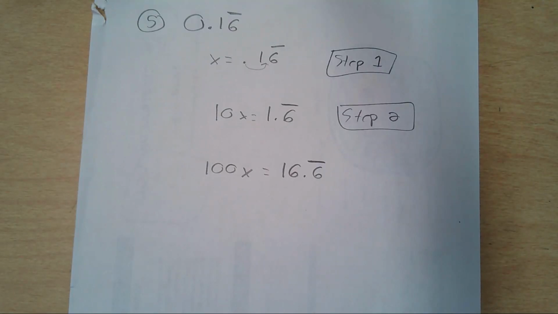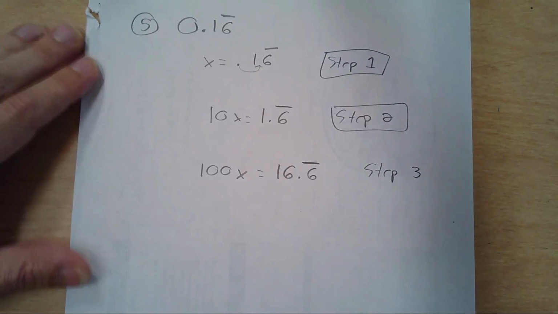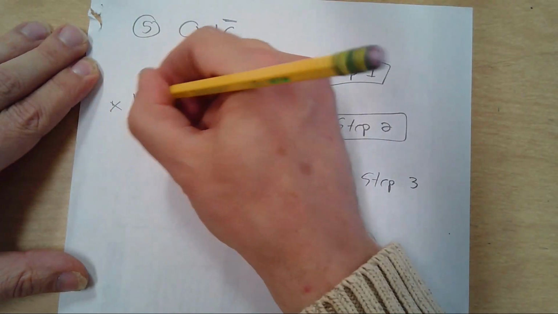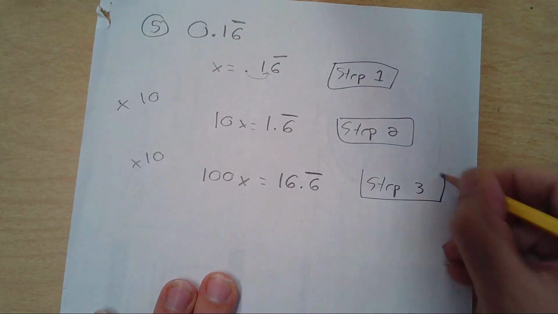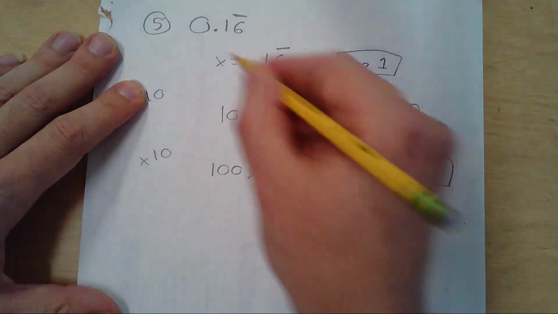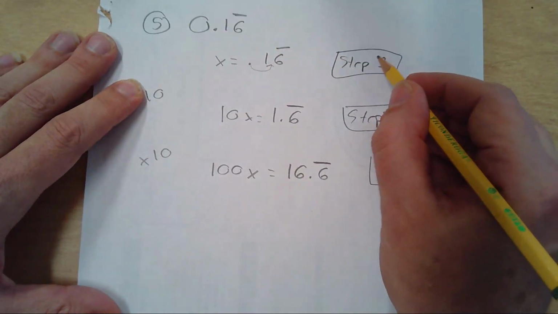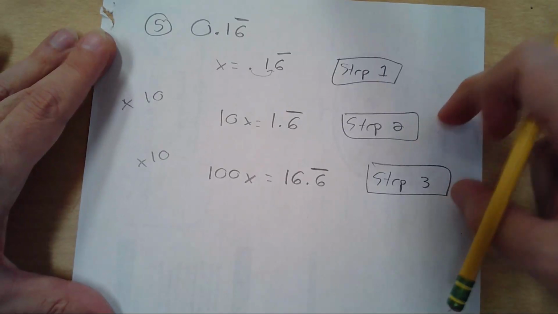Multiply by 10 again. So I multiplied by 10, and then I multiplied by 10 again. So now I have my two equations. At this point, this thing is done. We have no more use for this equation. It's these two equations I want.